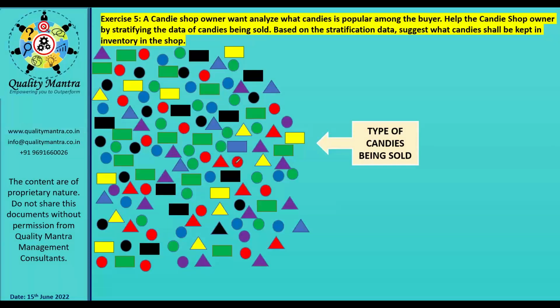There is a candy shop owner, right? The candy seller, that is his shop. Now this is the data, this is very jumbled data. Now he wants to see, you need to help that candy shop owner, and you need to stratify this data of the candies based on the various categories.